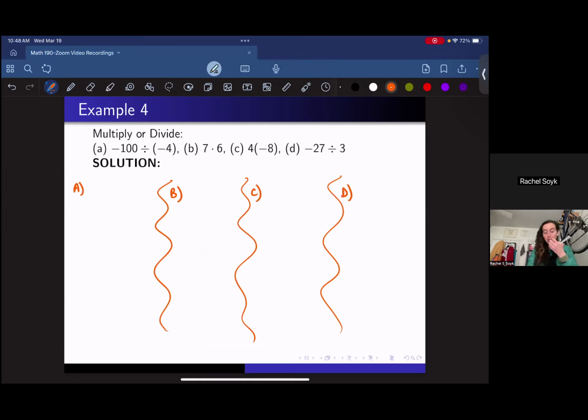And so A, we have -100 divided by -4, which is the same as -100 over -4 in terms of a fraction. We know it's positive because it's a negative divided by a negative. And how many times does 4 go into 100? It goes in 25 times. So our final answer is positive 25.